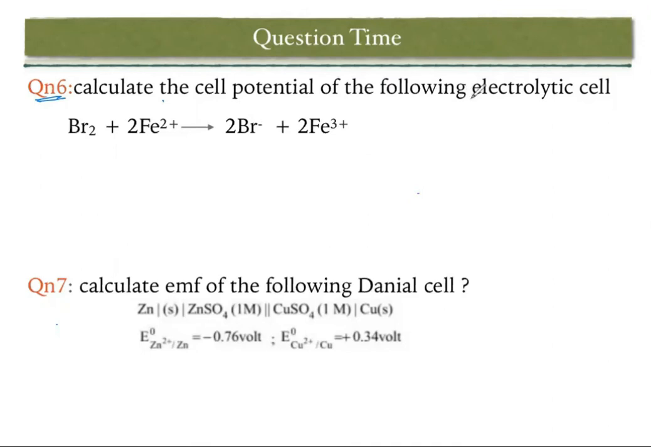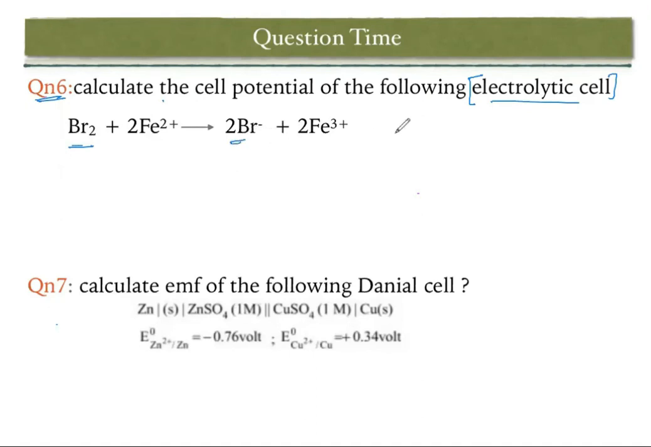Calculate the cell potential of the following electrolytic cell. So here the statement given is electrolytic cell. Remember one thing, in an electrolytic cell, EMF can be positive or negative, but in a galvanic cell, the EMF will be positive. Now the reaction is given, but no data is given. For that, you need to remember bromine is going to reduce to Br minus.